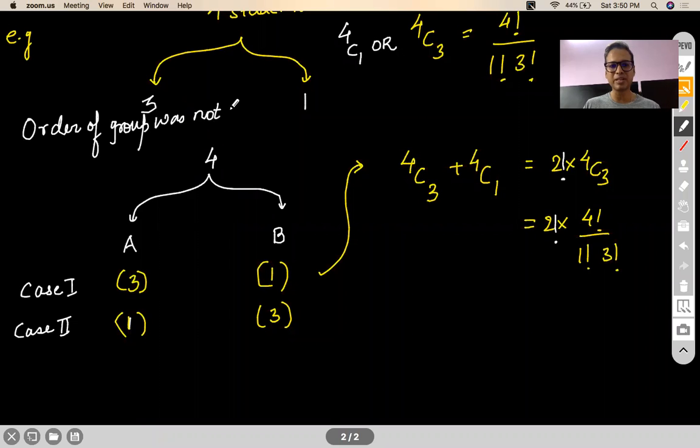Or you can say the group was not distinct. You're just segregating it. In the first case, you're just segregating it. You're not saying this is group A, this is group B. You're not giving any order to them. In the second case, order of the group is important.